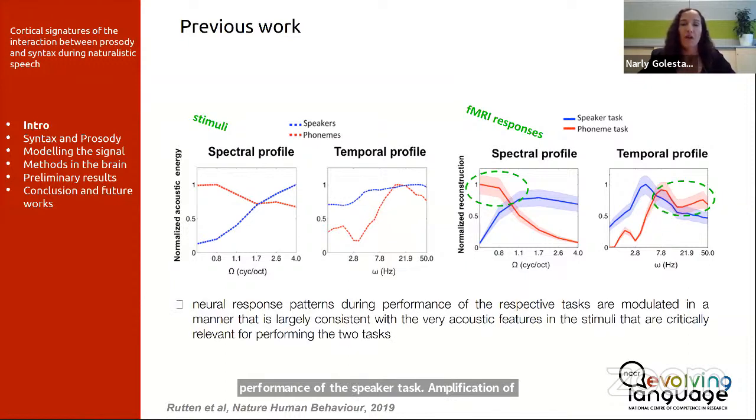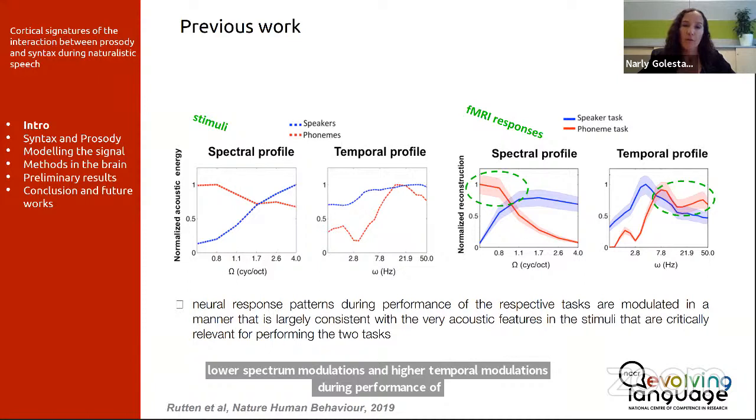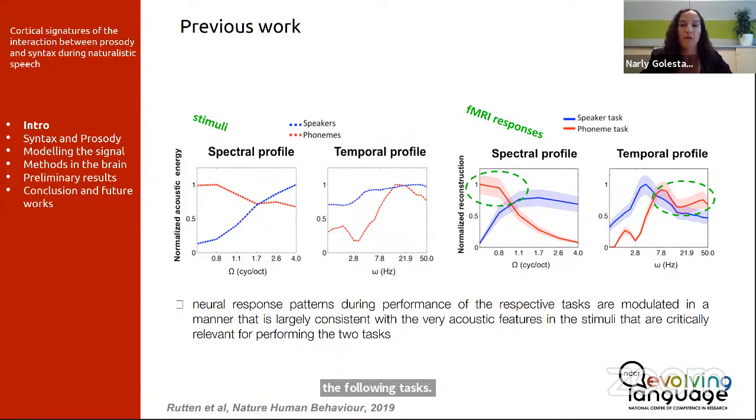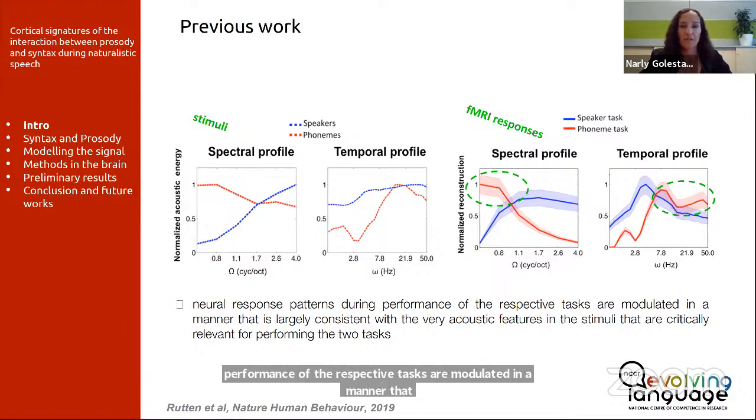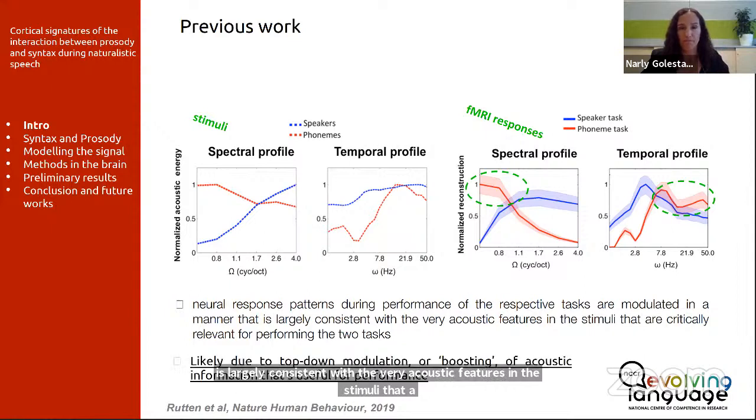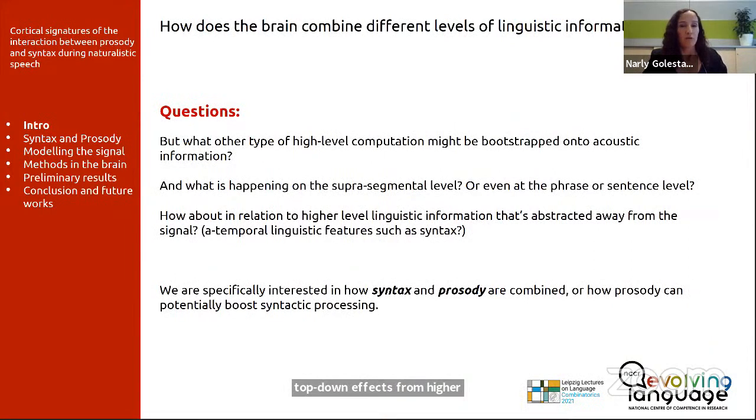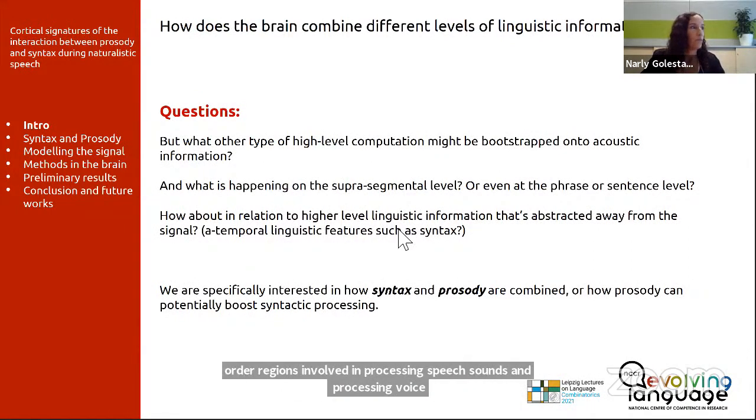So in other words, we found that the neural response patterns during the performance of the respective tasks are modulated in a manner that's largely consistent with the very acoustic features in the stimuli that are critically relevant for performing the two tasks. And interestingly, we found these effects even within the early auditory regions, so Heschel's gyrus. And we believe that this modulation is arising due to top-down effects from higher order regions involved in processing speech sounds and in processing voice information. So this is a little bit the background work that we would like to talk about.